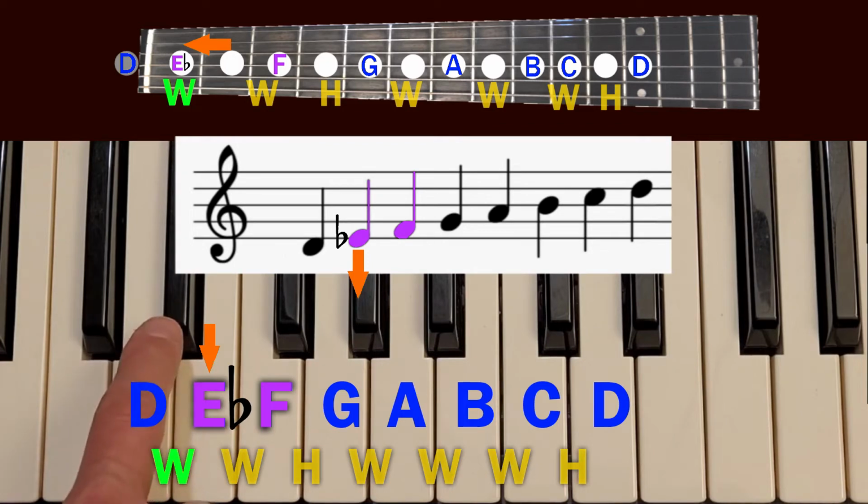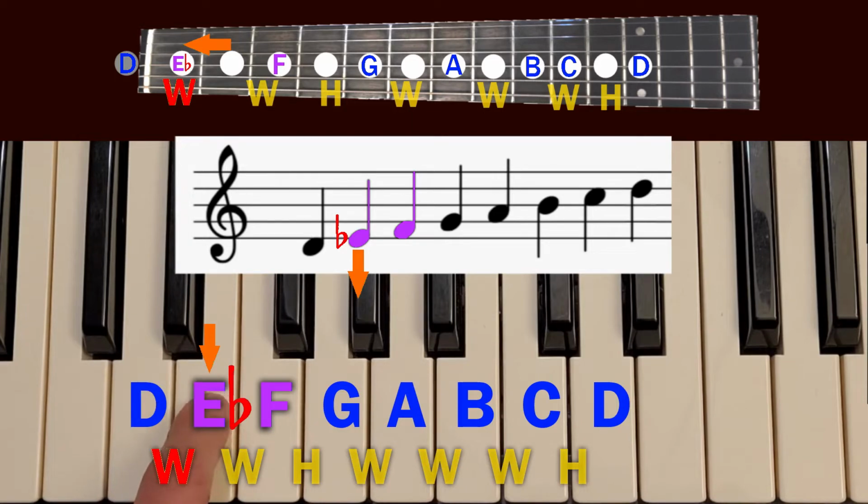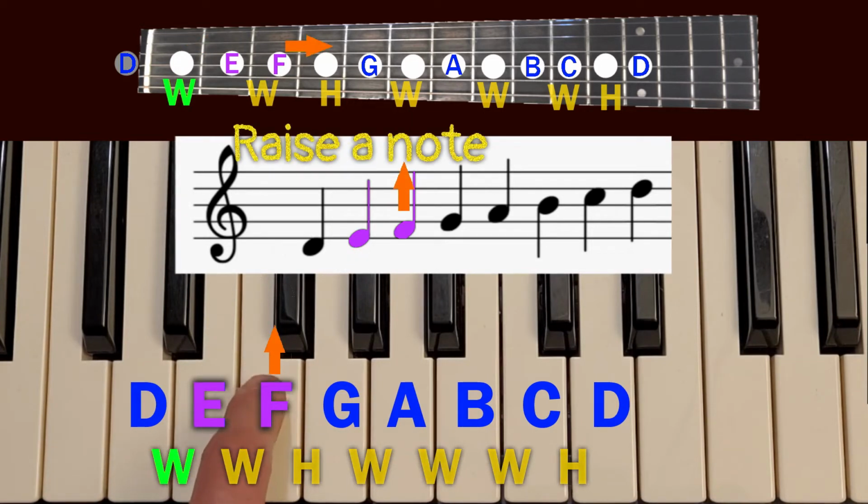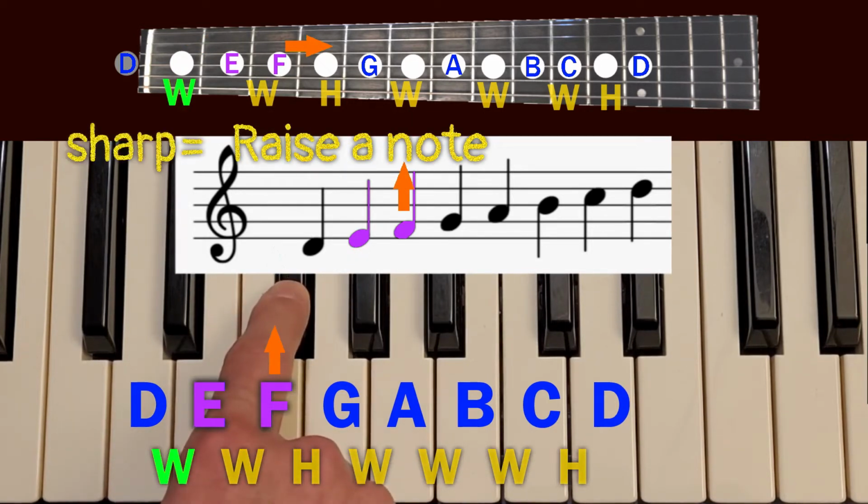So what does that look like? Wait a minute. We used to have a note to step over, but now we don't. So we only have a half step. So we can't flat E. Our other option was to raise F, or sharp it.